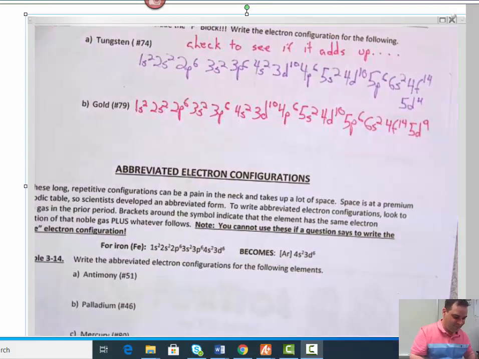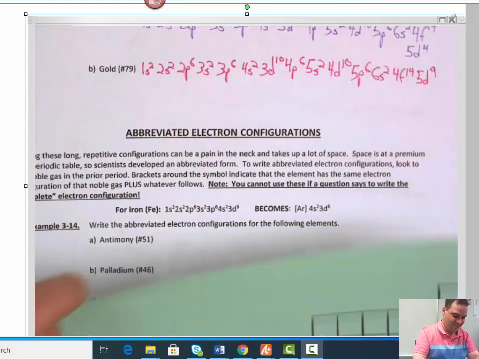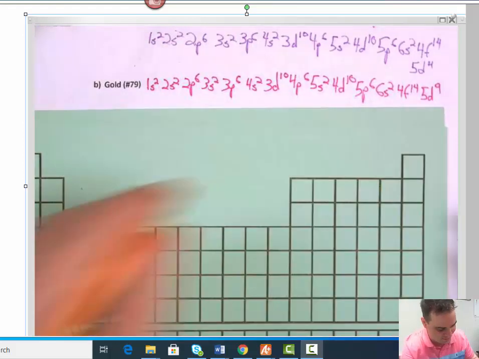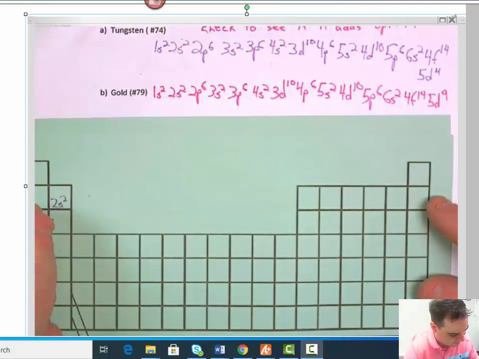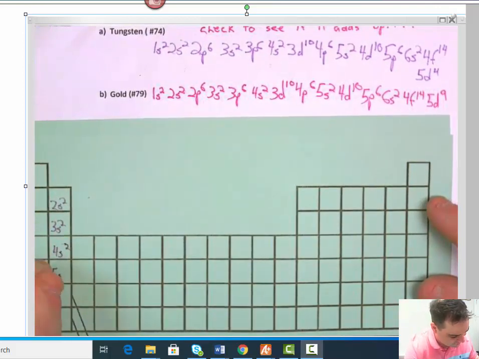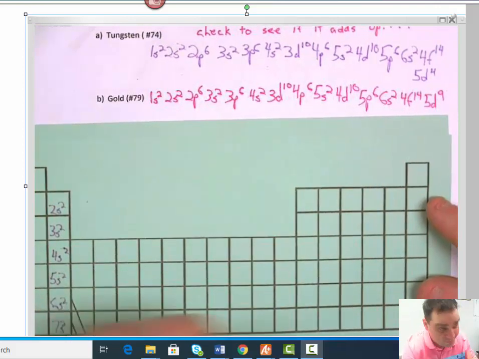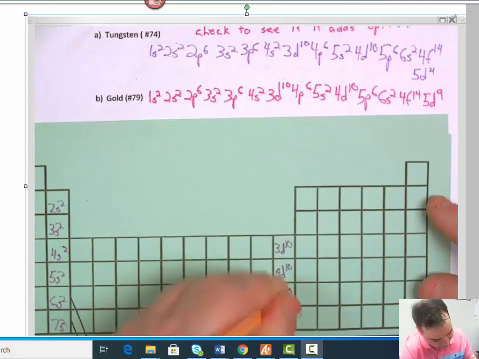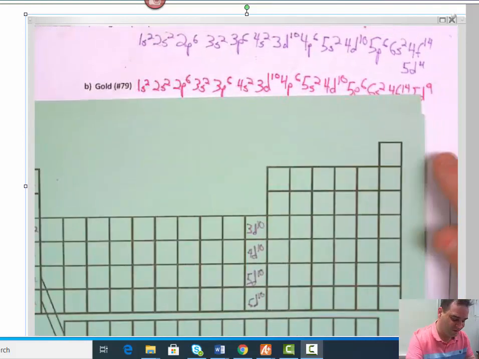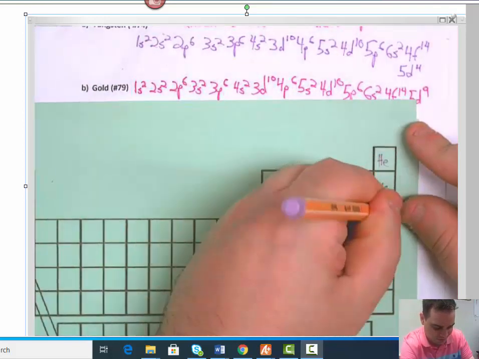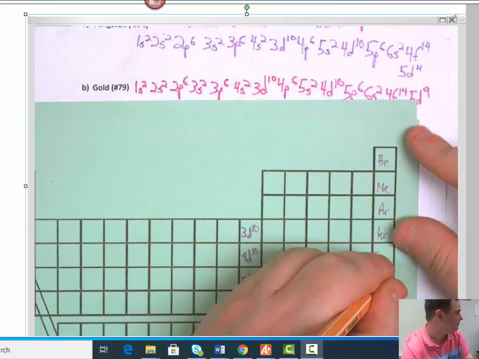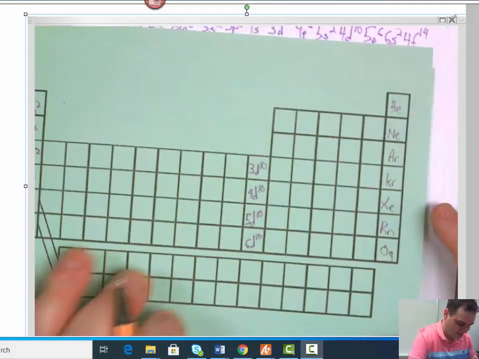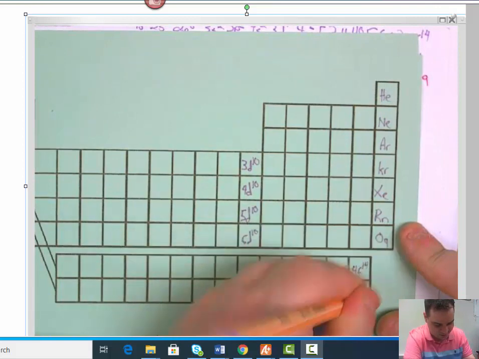Okay, now abbreviated electron configurations. So this is what they call the noble gas configurations here. What they do with these is we still fill this out as 2s2, 3s2, 4s2, 5s2, 6s2, and 7s2. Still fill this out as 3d10, 4d10, 5d10, 6d10. Okay? But we use the noble gases over here. So we use helium, neon, argon, krypton, xenon, radon, and Og. Okay, and then this is still 4f14 and 5f14.